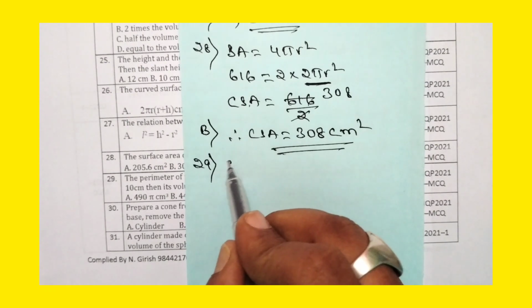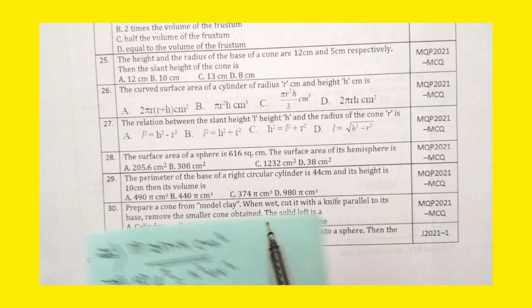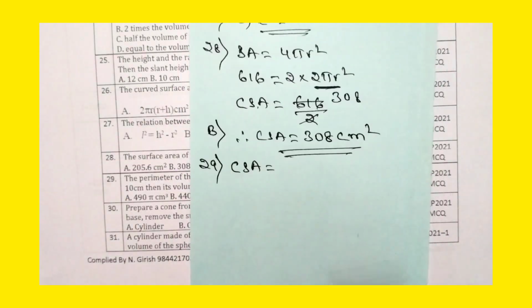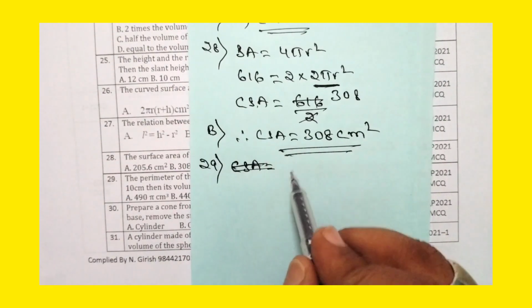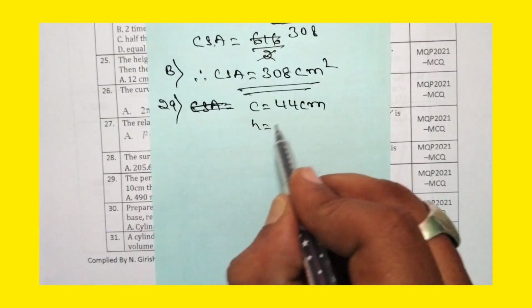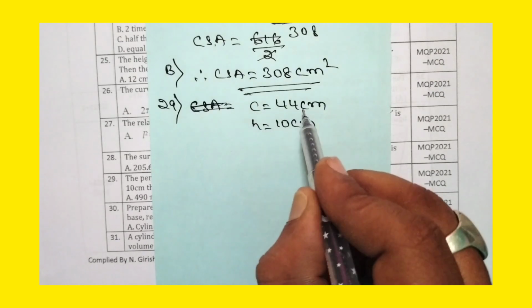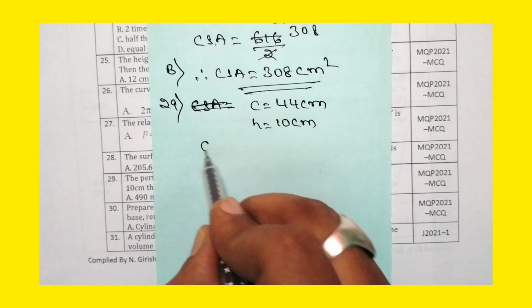According to what they have given, it is not CSA given, circumference is given. So circumference is equal to 44 centimeter. Then height is given, height is equal to 10 centimeter. By using circumference or perimeter we find out the radius.